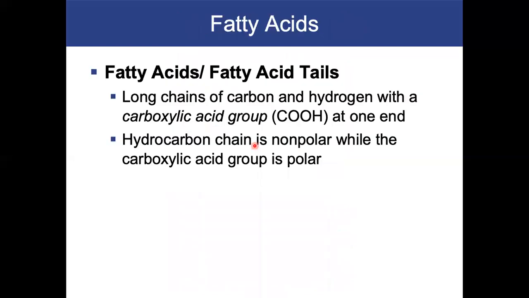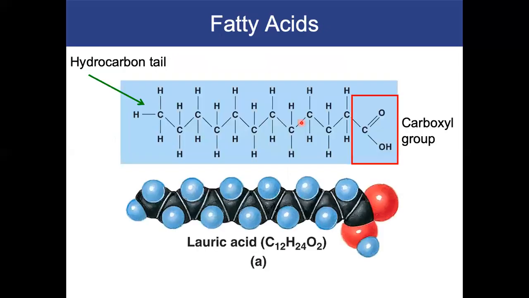Fatty acid tails are long chains of carbon and hydrogen with a carboxylic acid group at the end. So carboxylic acid can be a COOH or a COO minus. Either one is considered to be carboxylic acid at one end, right? The hydrocarbon chain is nonpolar. This carboxylic acid group is polar. So here's a fatty acid tail. This is lauric acid. Here's your hydrocarbon chain, right? Carbons with hydrogens off of it. And then here's your carboxylic acid group, or your carboxy group. This is a C double bonded to an O to an OH. And again, this could be COO minus, and it would still be the carboxy group. This is actually lauric acid, and this is what it looks like.